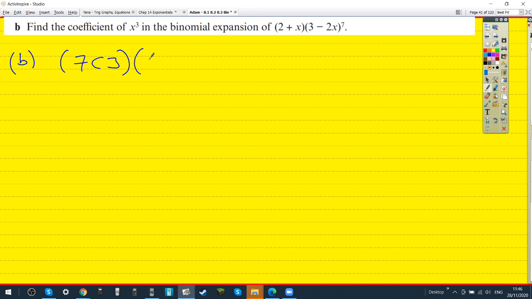And then would it be 2 to the power of 4? But then you have the second bracket. Would you also put 3 to the power of 4 as well? It'd be minus 2x, I believe. What about the x in the other bracket? We'll come to that in a second. Minus 2x to the power of 3. And then you can work that out in the calculator.